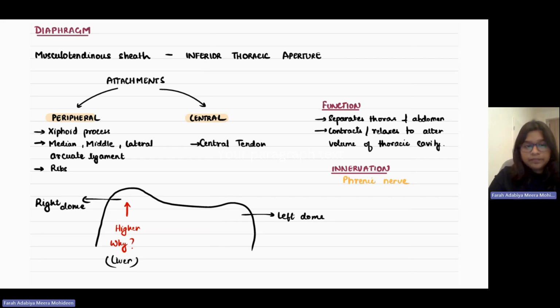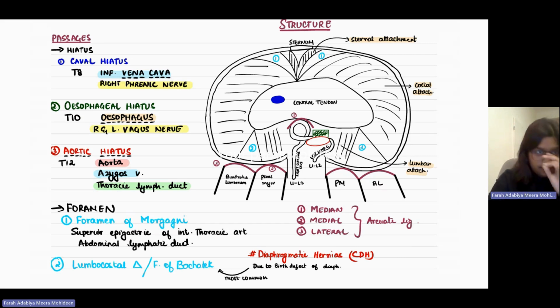And the diaphragm, as you can see in this picture, has a right dome and a left dome. The right dome is a little higher than the left dome. And the reason is very simple. It's because the liver is right under your diaphragm, so it's a little higher than your left dome.